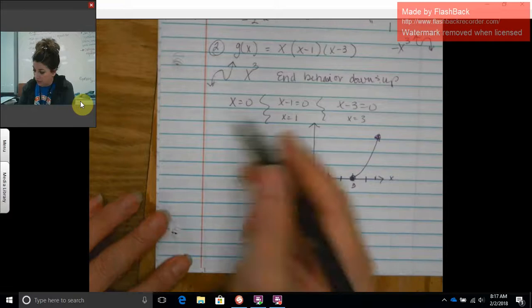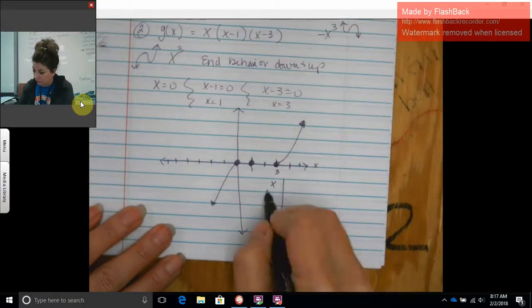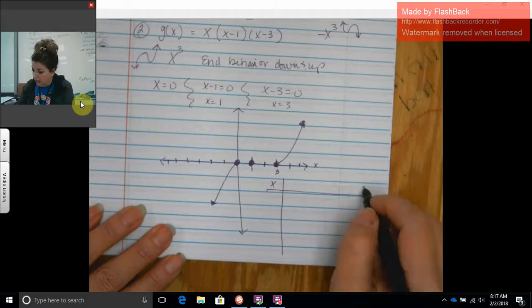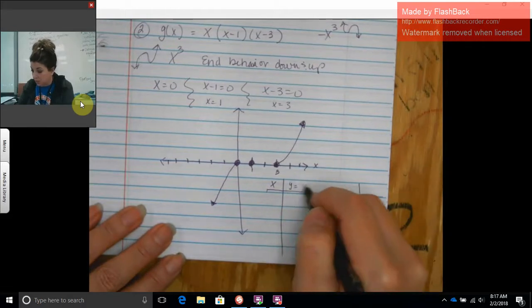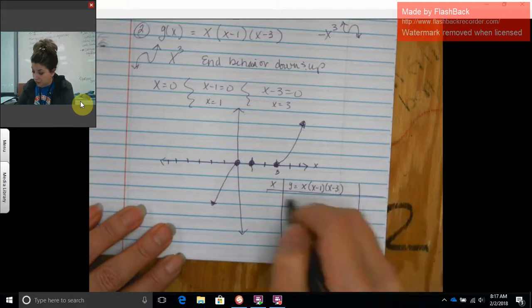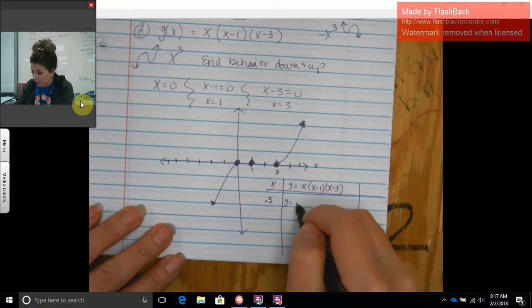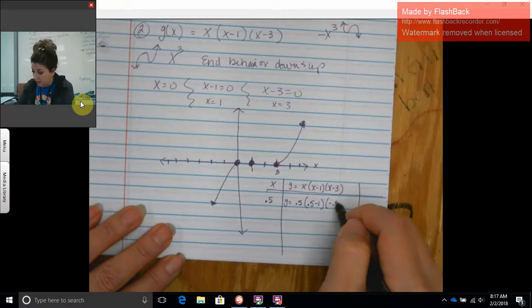So I'm going to make a little table of values. Where shall I do this? You can use factored form or standard form. This was only given to us in standard form. So that's what I'll choose. And I'll substitute in 1/2 first, or 0.5. So 0.5 times 0.5 minus 1 times 0.5 minus 3.